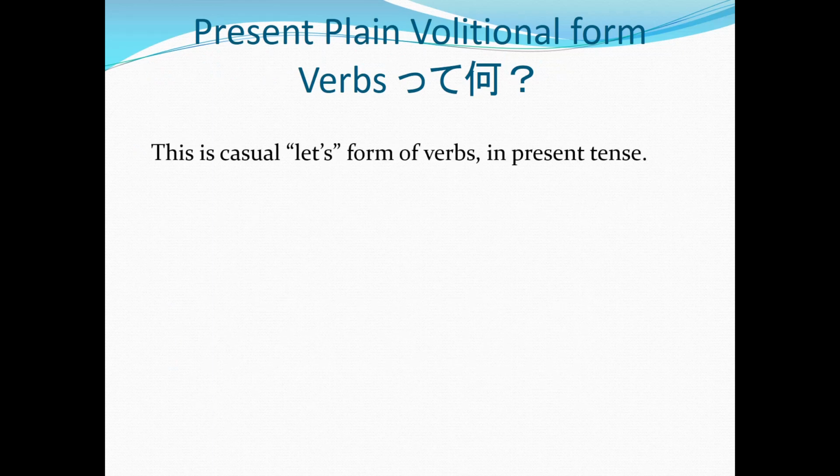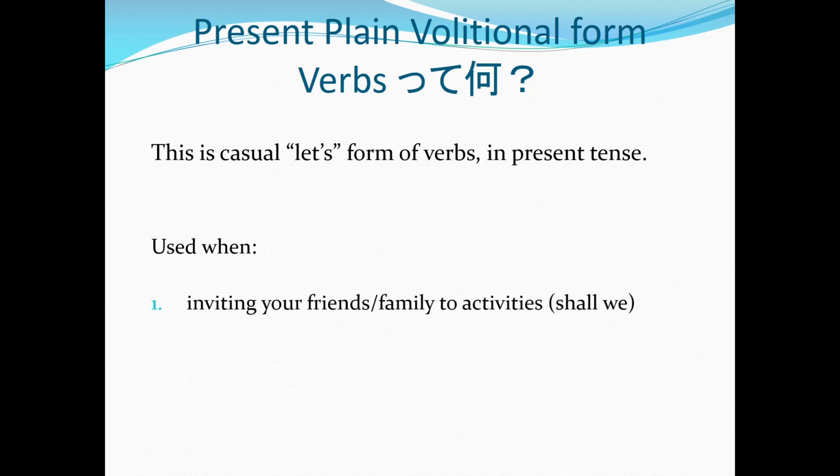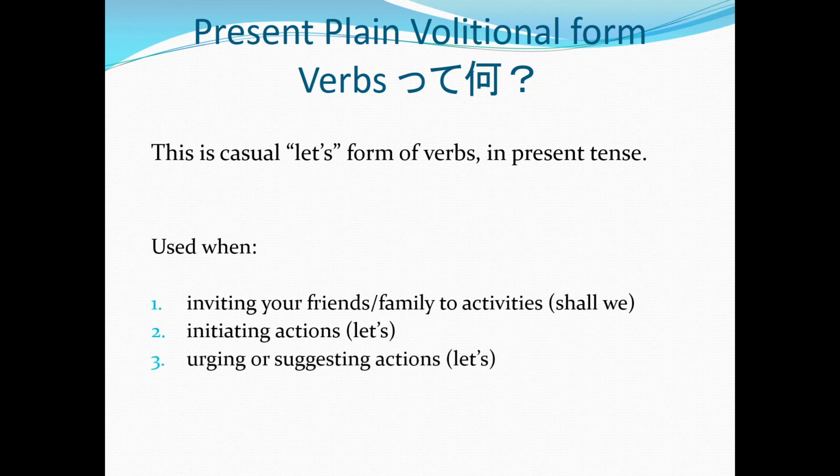Well, first up, this is the casual let's form of verbs in present tense. It's used when you're inviting your friends and family to activities. So, like, shall we? Initiating actions, let's. Urging or suggesting actions, otherwise, let's. And talking about your own future plans. And I'll just touch on that briefly. So, let's get on with it, eh?